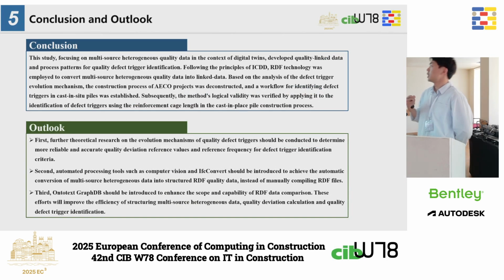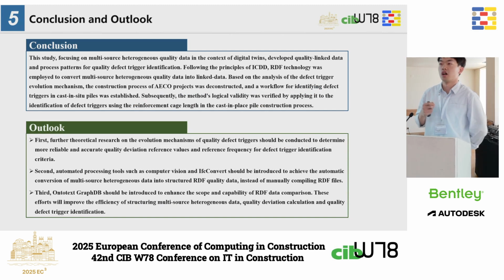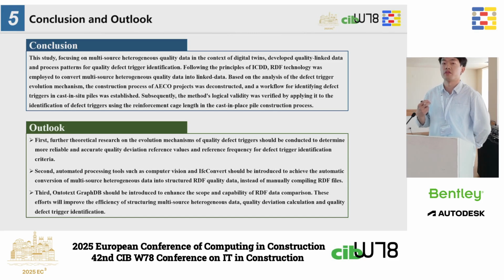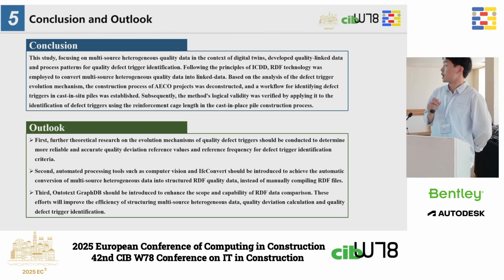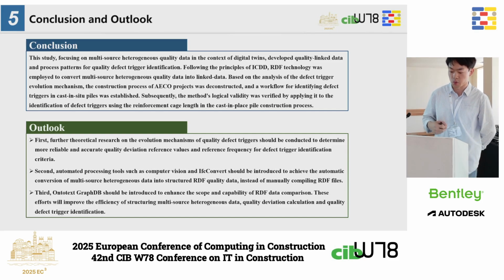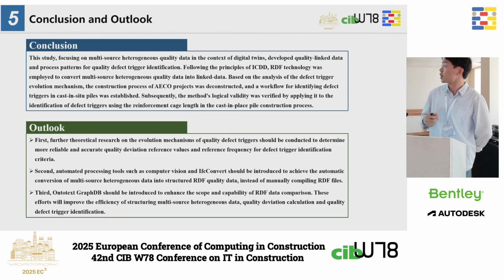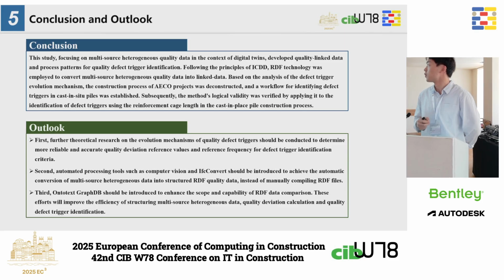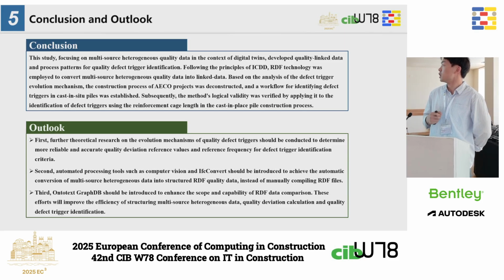So this study researched the evolution mechanism of quality defect trigger and proposed the architecture for defect trigger identification, and used cast-in-place piles to implement the architecture. And we have 3 outlooks. The first is further theoretical research on the evolution mechanism of quality defect trigger should be conducted to determine more reliable quality deviation reference value and reference frequency for defect trigger identification.